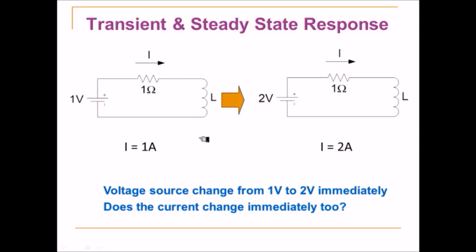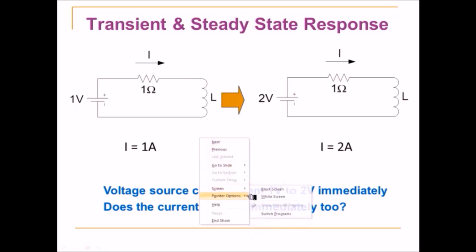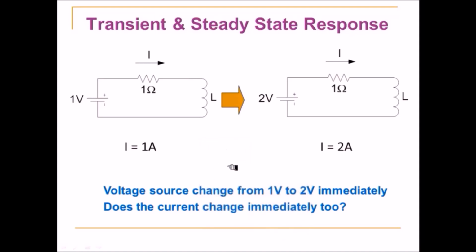We know that the impedance of the inductor is equal to j omega L. Omega is the frequency. For a DC signal, omega is equal to 0, so the impedance is equal to 0. Hence, the inductor will act as a short circuit for a DC signal. So in both cases, the inductor will act as a short circuit.